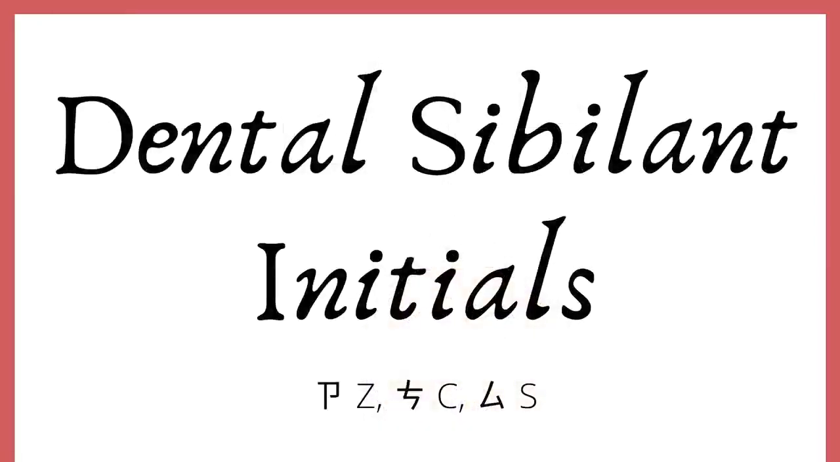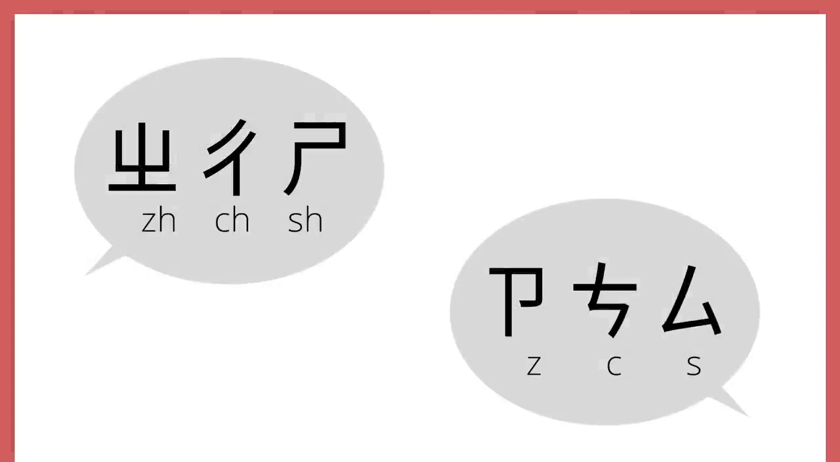Alrighty. Dental sibilant initials. Zi, ci, si. These are like the skinny cousins of the retroflex initials. Here, listen to the difference. Retroflex equals zhi, chi, shi. Dental sibilant equals zi, ci, si. Zhi, chi, shi, zi, ci, si.